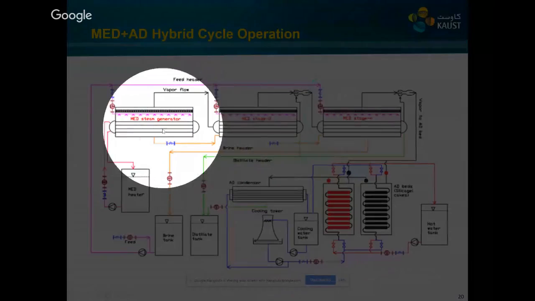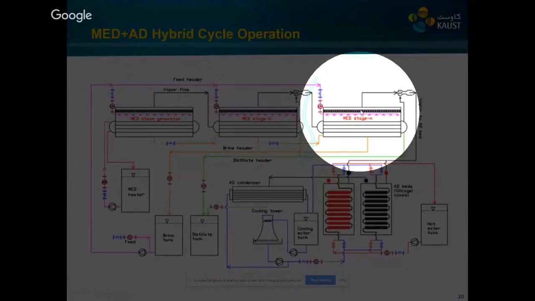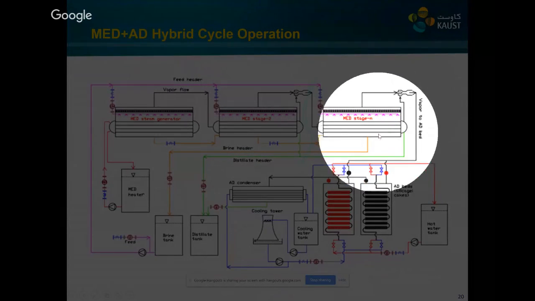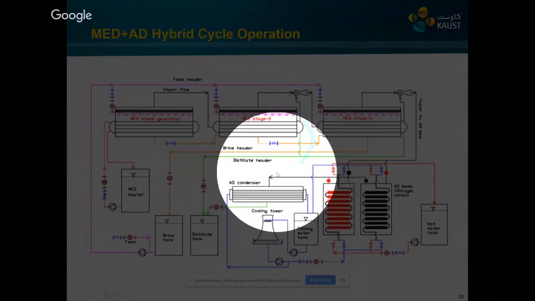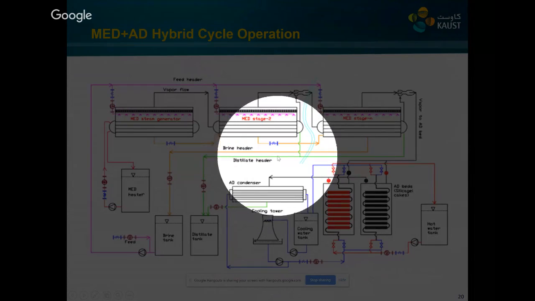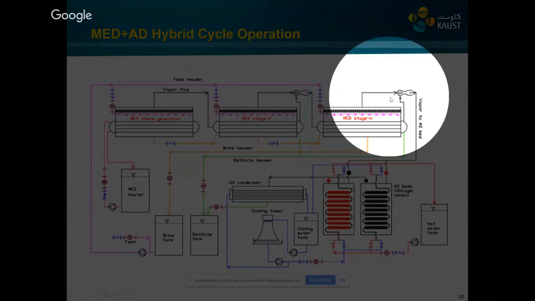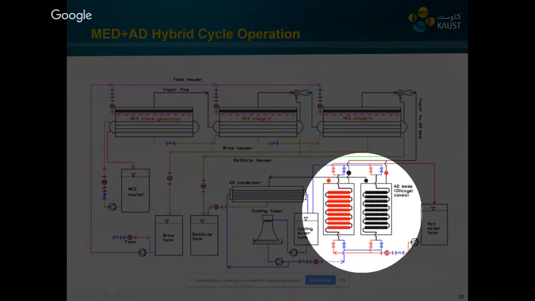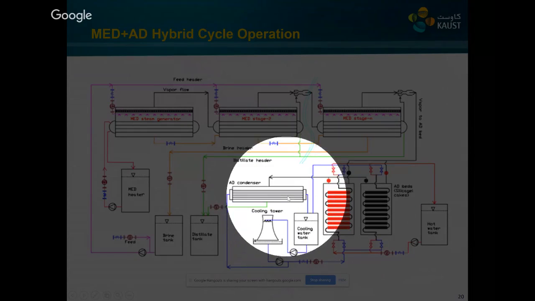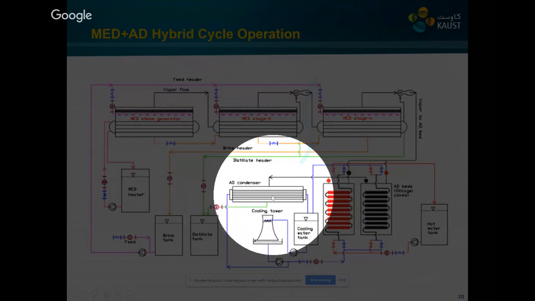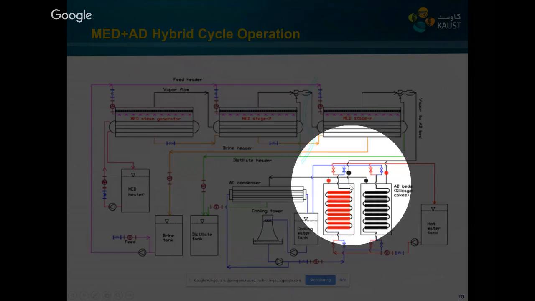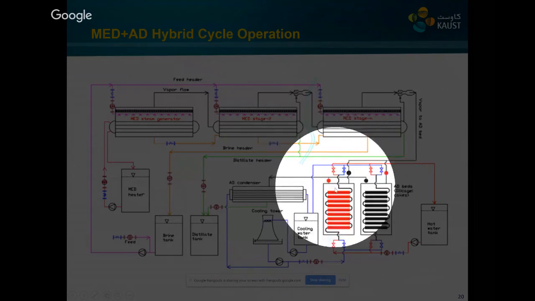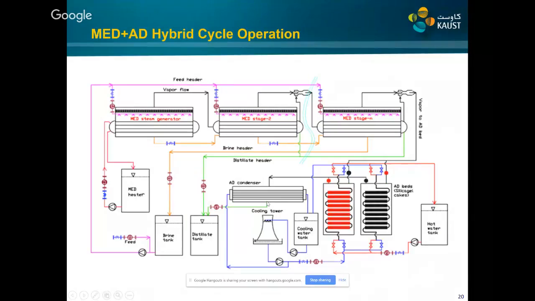We can see these are the MED stages. In a conventional system, the vapor from the last stage is going to the condenser. And in our hybrid system, the vapor from the last effect is going to the adsorption cycle, and then we supply the desorption heat, and it dissolves and condenses in the condenser. So we actually bypass the condenser, and we introduce the adsorption cycle in between the MED and the condenser.